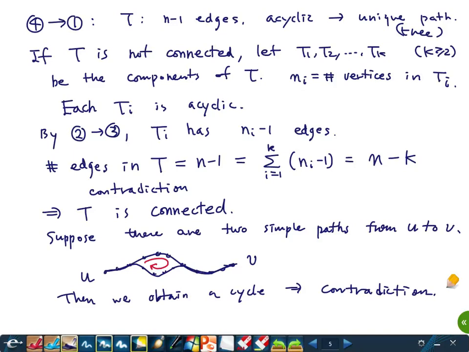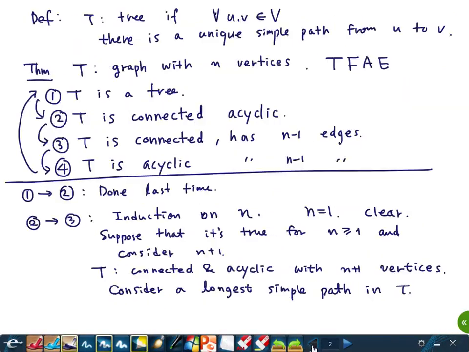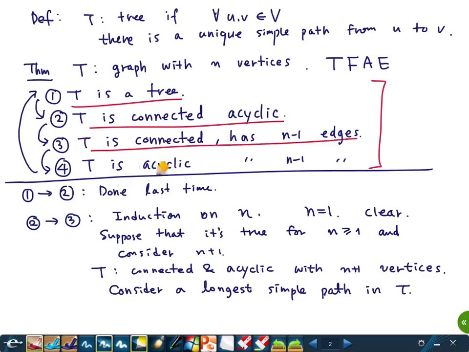Then we can continue. It's helpful to remember the equivalent definitions of a tree: connected and acyclic, connected with n minus 1 edges, and acyclic with n minus 1 edges. And in particular, if T is a tree with n vertices, then the number of edges is n minus 1. That's a very simple fact, but useful.